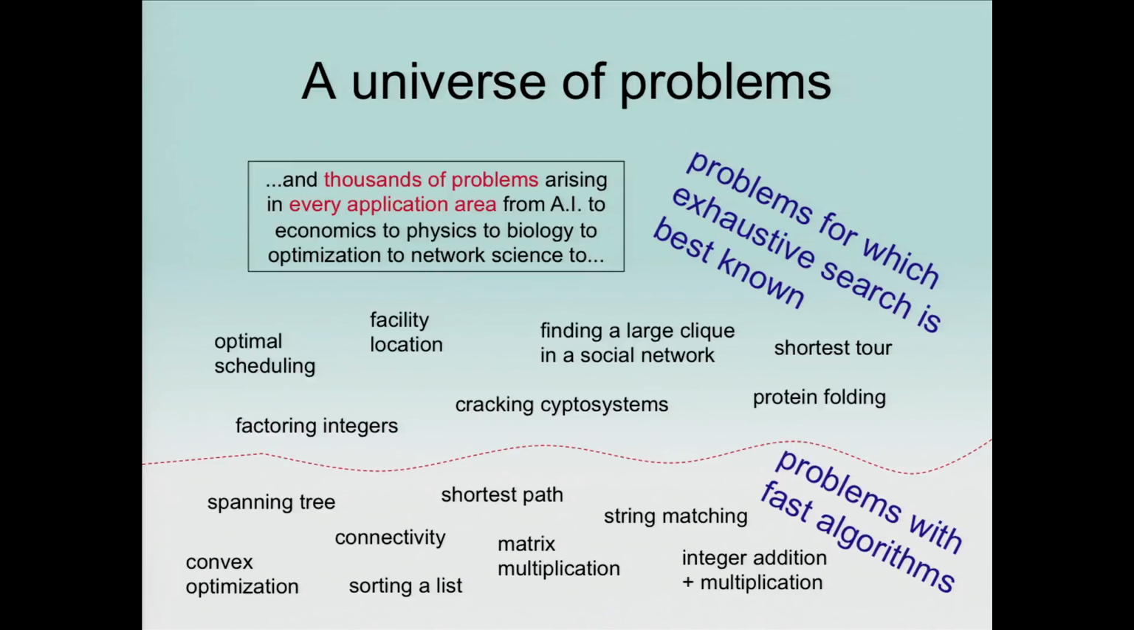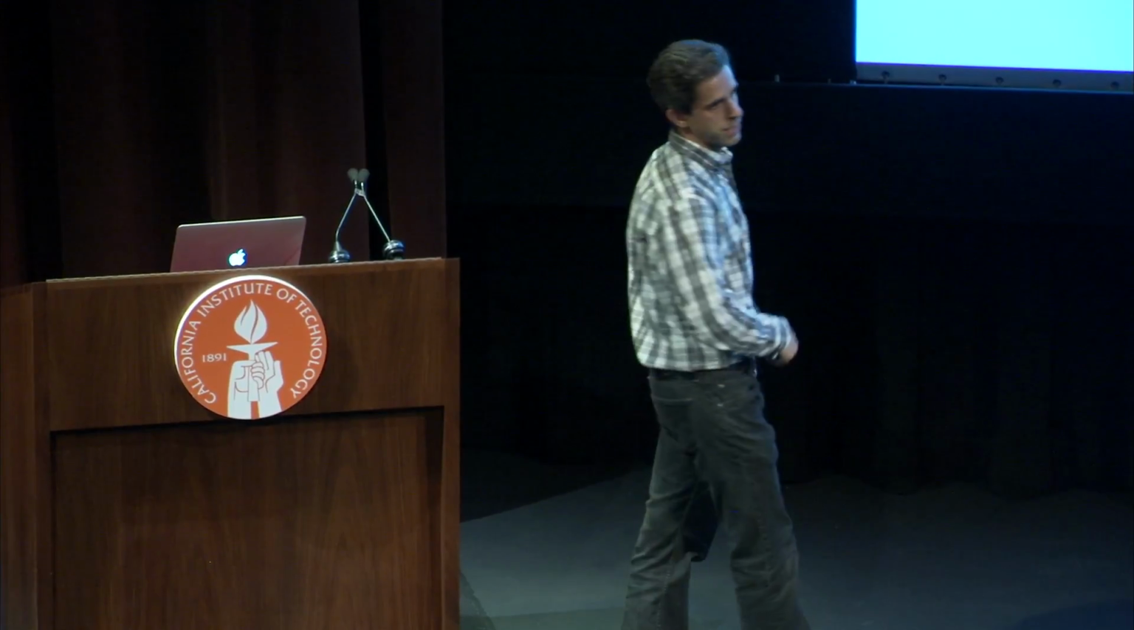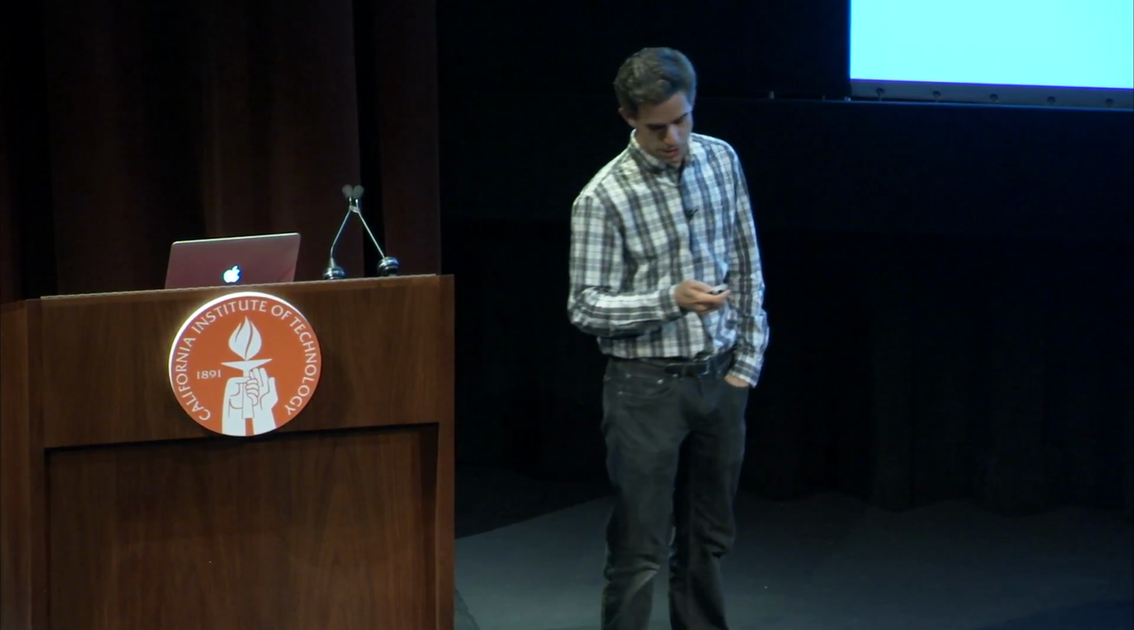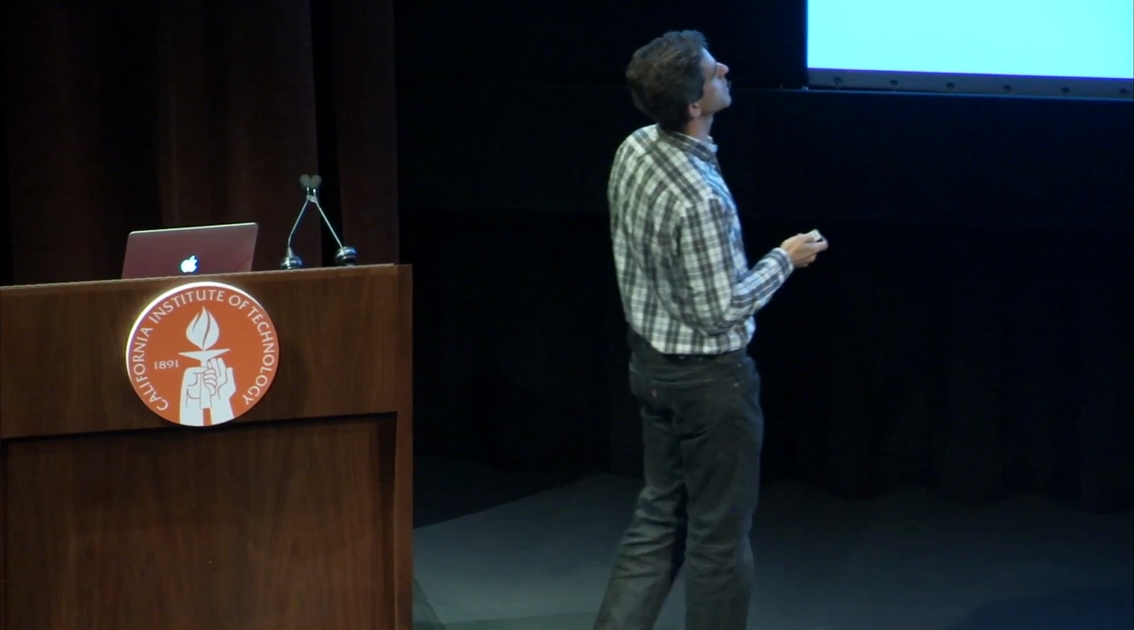This includes cracking cryptosystems, which is good news, factoring integers, but things like protein folding, computing how a protein folds, shortest tour that we just discussed, facility location, optimal scheduling, and then I don't have enough room to indicate there are thousands of problems arising in every application area, from AI to economics to physics to biology, optimization, network science, all sorts of areas. And over the years, people have identified all of these problems that they'd like to solve. They write them down in a nice abstract form that we like to pose them in, and then it turns out that as far as we know, exhaustive search seems to be the best.